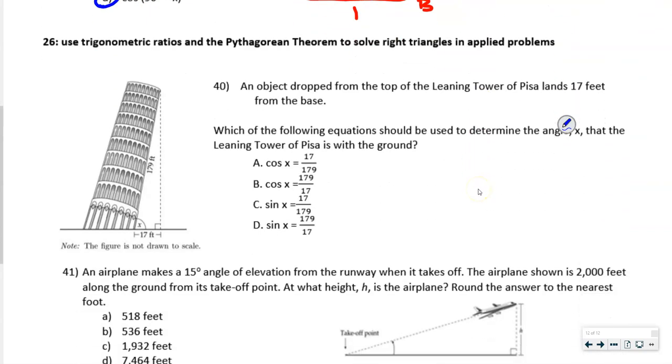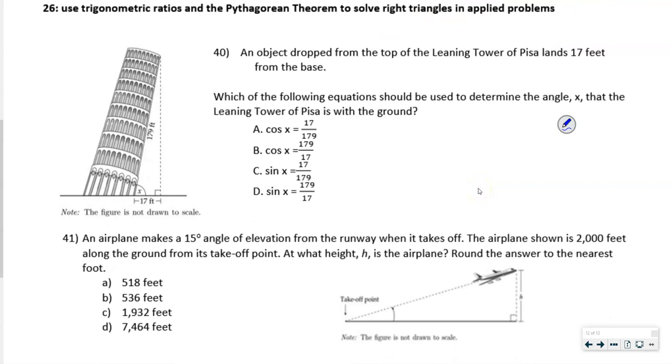All right, number 40 says an object dropped from the top of the Leaning Tower of Pisa 17 feet from the base. So there's your 17 feet. Which of the following equations would be used to determine the angle that the Leaning Tower of Pisa is with the ground? Now, mind you, this would be inverse, but it would still be this equation, right? So we have the adjacent here, and this is our hypotenuse. Again, see that because it's opposite the right angle, right? So adjacent and hypotenuse are cosine, so it would be the cosine of x is equal to the 17 over the 179, right? Cosine of x is equal to 17 over 179.